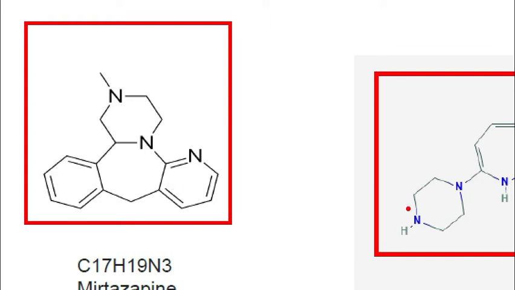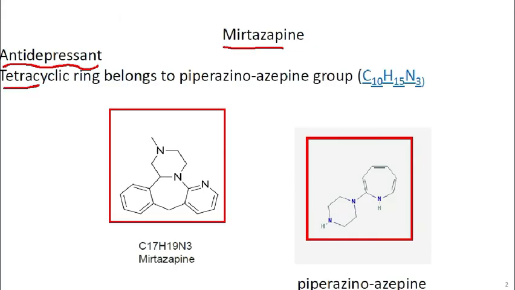This piperazine ring has two nitrogen atoms embedded in the benzene ring, and the azepine group has one nitrogen atom embedded in the heptagonal ring. So the azepine ring has the seven-membered ring in which one nitrogen atom exists, whereas piperazine has two nitrogen atoms embedded in one benzene ring. Mirtazapine is a tetracyclic compound, belonging to the piperazinoazepine group.